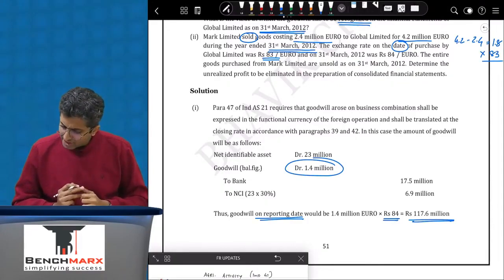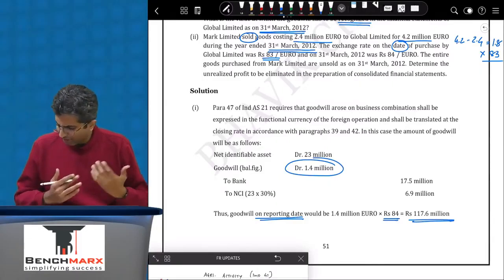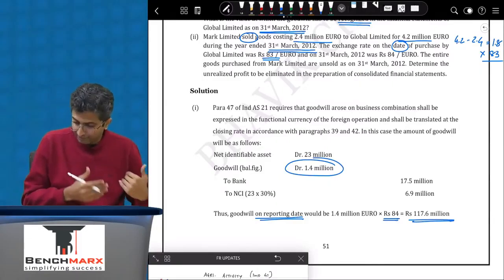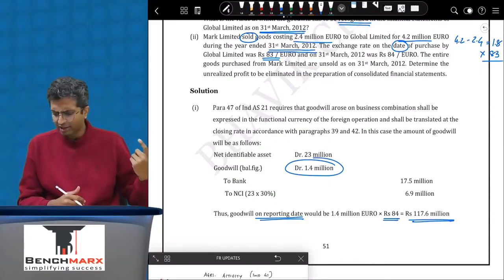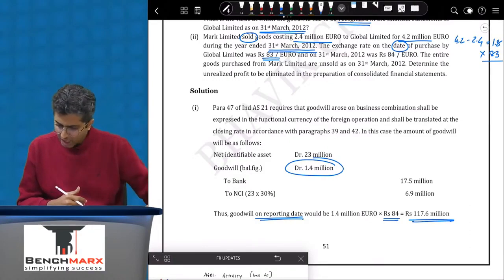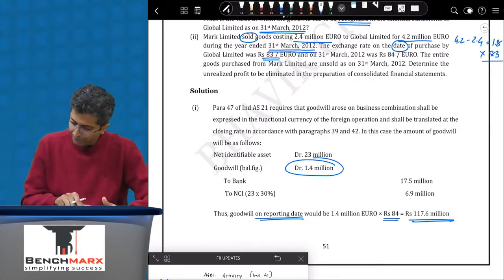The entire goods purchased from Mark are unsold as on 31st March 12. So the entire 1.8 million profit, which would have been converted at the rate prevailing as on the date of the sale, will be eliminated. Determine the unrealized profit to be eliminated.